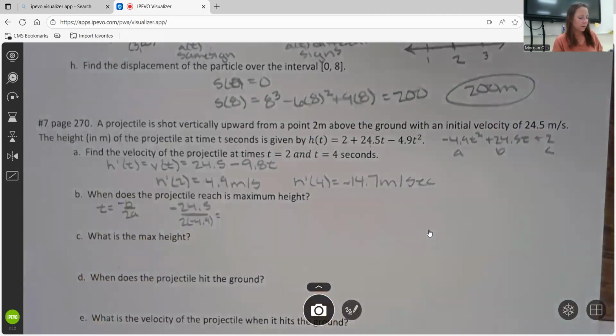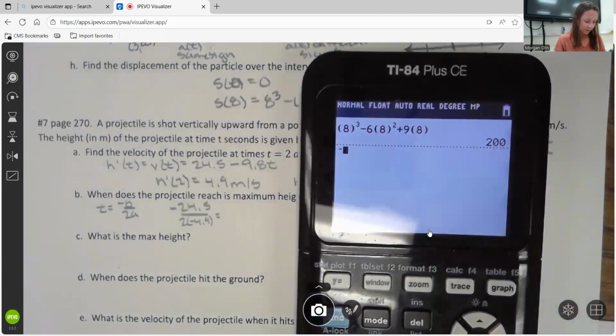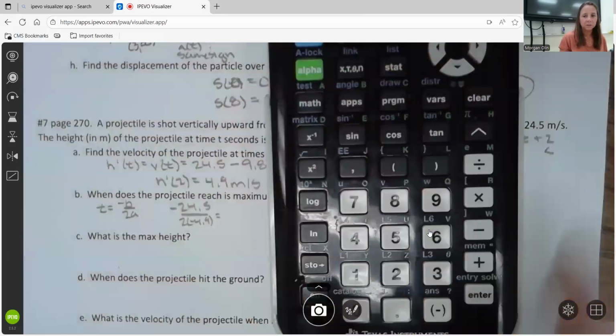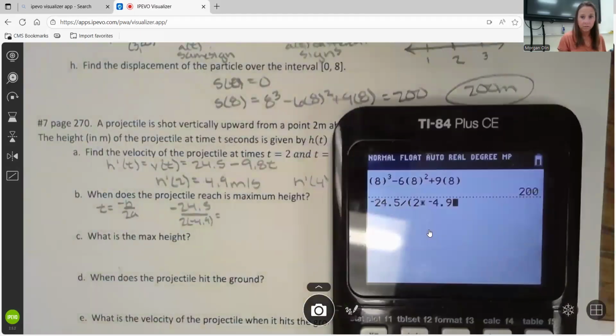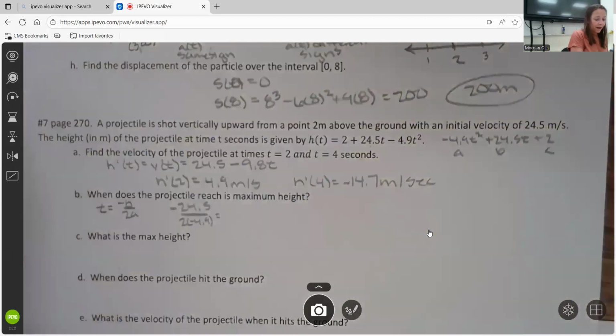So here we can find it: negative 24.5 divided by 2 times negative 4.9. And realize in these calculators, there is a difference between the minus and the negative sign. Negative is right down here at the enter. So there is a difference between them, unlike Desmos. So here I get 2.5.